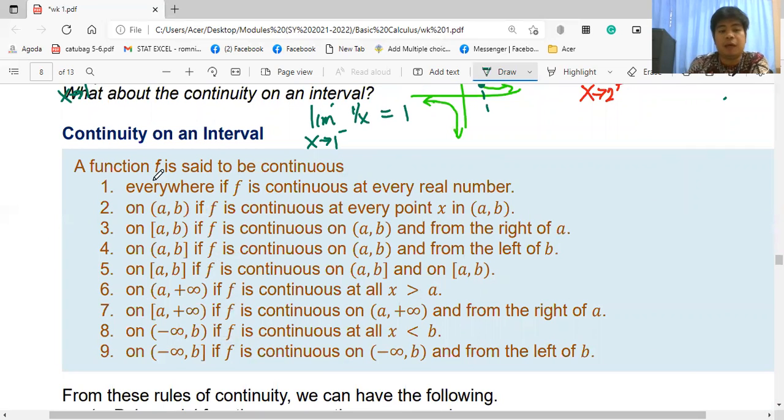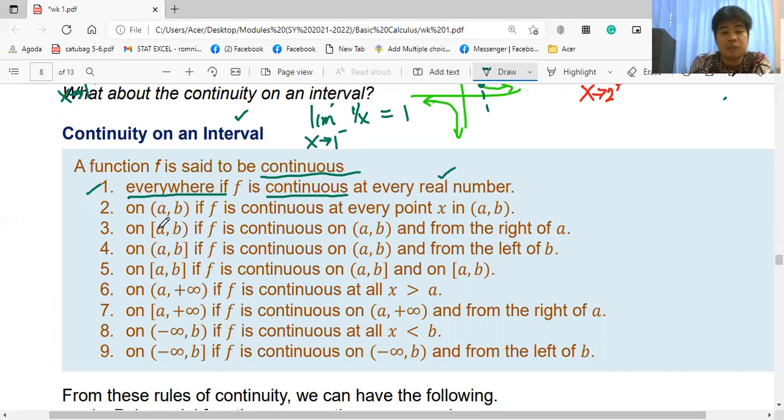Now, to sum them up, we have the continuity on an interval, the conditions here. We can say that the function f is said to be continuous, okay, we have the following conditions. Una, everywhere. So kahit ano daw, kahit saan, anumang interval ay continuous siya, kung ang f ay continuous at every real number. Kailan ito totoo? We can have here the cosine function, the sine function, polynomial functions. We can also have the exponential functions kasi lahat tatanggapin niya ng inputs mo. Okay? So continuous siya kahit saan doon.